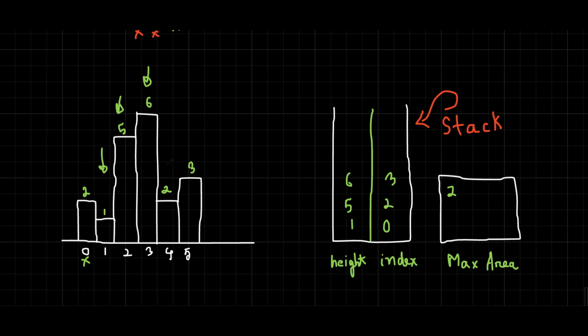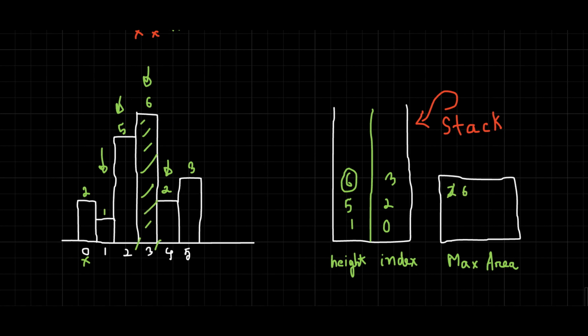Now, for this element 2, the real interesting thing happens. We have to check whether the height of the stack top element is greater than 2 or not. Yes, it is, because 6 is greater than 2. That means we cannot extend 6 to the right side because we do not have any support here. So we have to remove 6 from the current position. So here the width will be 1 and the height will be 6. So the calculated area will be 6, which is greater than 2. So till now the max area is 6.